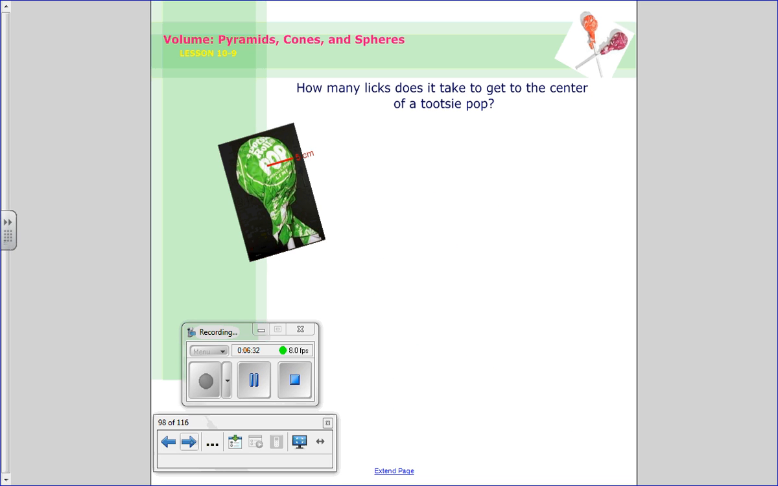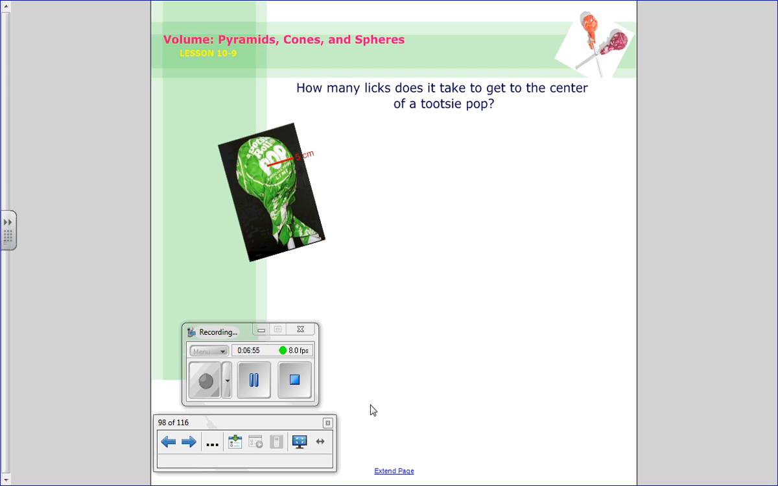All right, why don't you go ahead and try this one? How many licks would it take? Well, what you're really doing here is finding the volume as if this whole sucker was a sphere with nothing in the middle. So if the radius is 5 centimeters, go ahead and find the volume of it. When you're all done, go ahead and check your answers. So go ahead and pause me now.